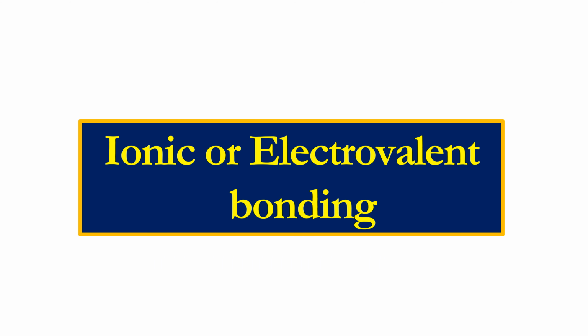So now we look at ionic or electrovalent bonding. We either call it ionic or electrovalent bonding. What is electrovalent bonding? Electrovalent bonding or ionic bonding involves the transfer of valence electrons between atoms. Electrovalent bonding involves the transfer of outermost electrons between atoms.